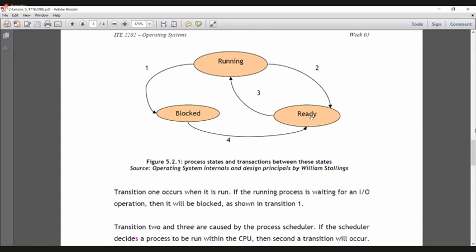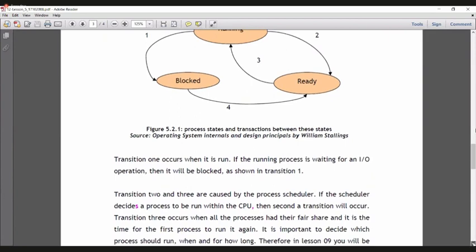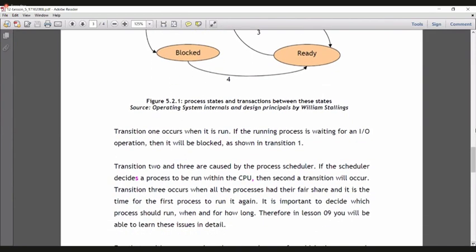In normal conditions, the scheduler gives a chance to all other waiting processes. Once all get chances, again the scheduler decides to take the initial one, that is process A again, right? So that is transition 3. That's why this explanation. So transition 3 occurs when all the processes have had their fair share, and it is the time for the first process to run again, right?